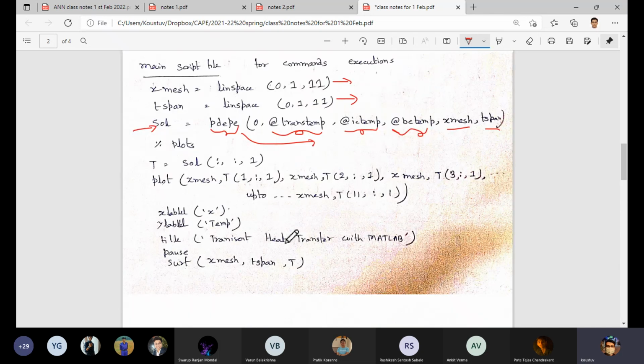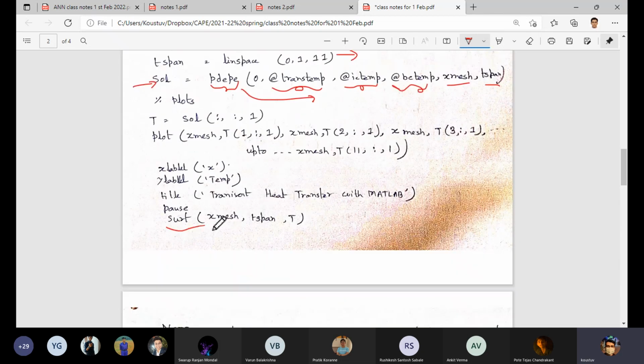If we just have to do a surface plot, then MATLAB can easily do that. We just have to write surf, X mesh, T span and T, because the solution is in this T. So temperature is in this solution form, and it is just mentioning the solution data of the y values for all the positions and all the time. So the first one was X, the second one was time.